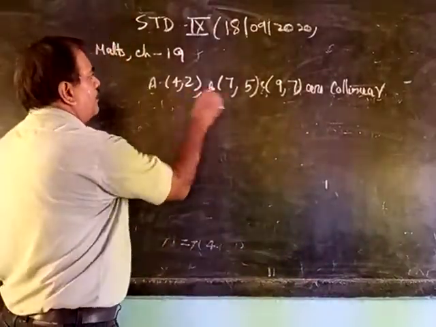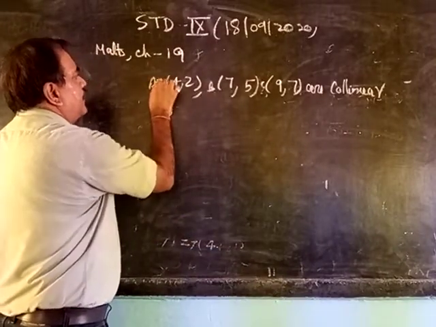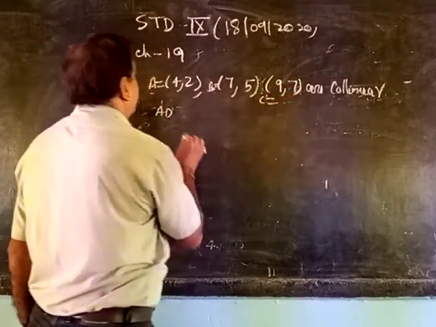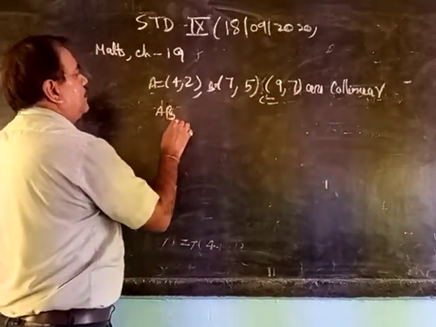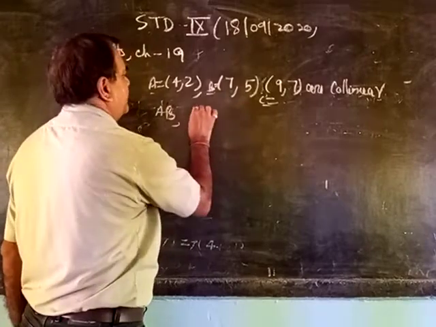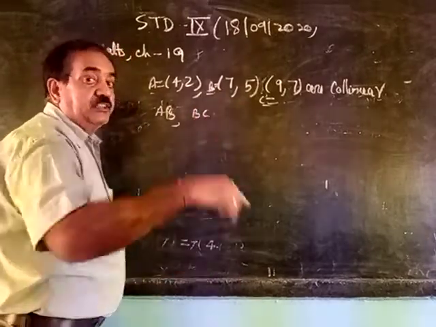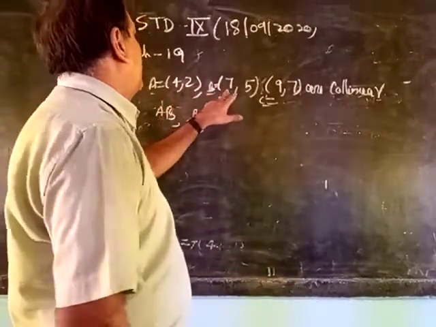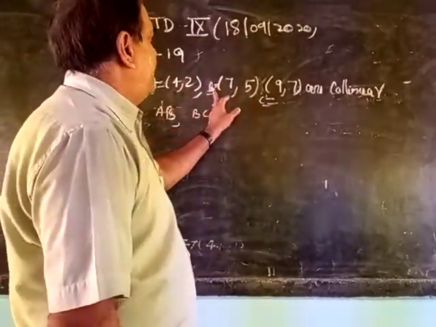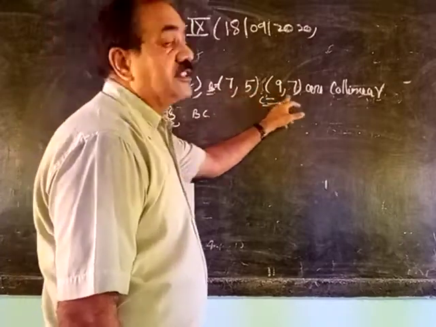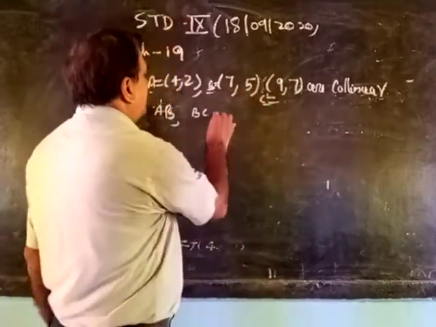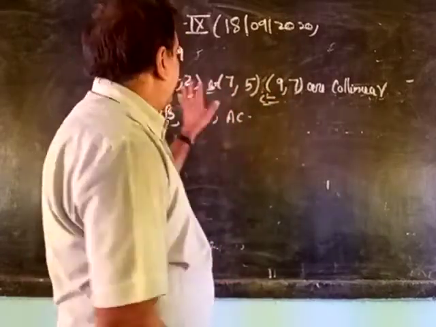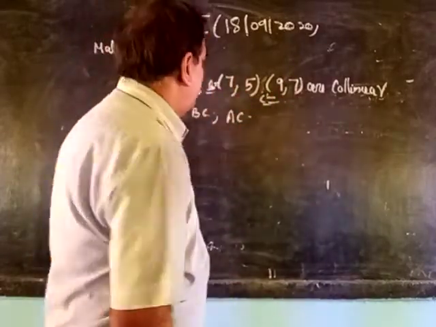First of all, you find out AB, then find out BC by using the distance formula. Take one coordinate x1, y1, then the other coordinate x2, y2. For BC, this one x1, y1, then this one x2, y2. Then finally find AC, A and C, x1, y1, then x2, y2.